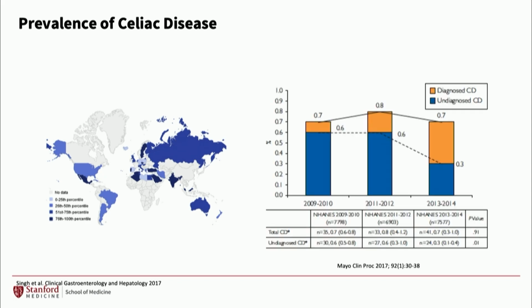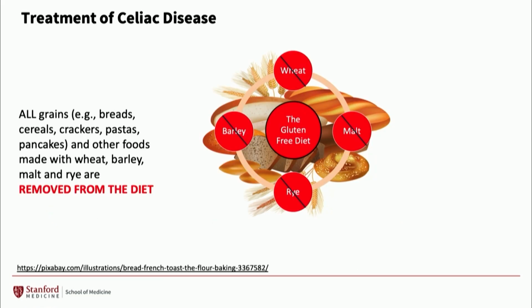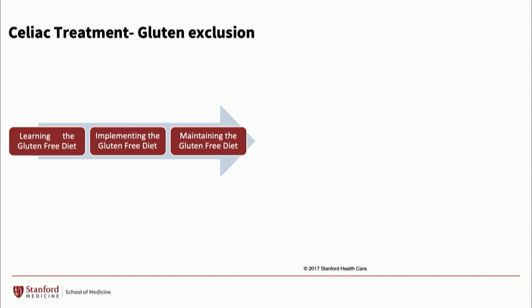And we've gotten better over the years at making the diagnosis. However, there's still a significant number of patients who remain undiagnosed. So there's always a push to try to be better at making the diagnosis. Obviously, the treatment is gluten exclusion, where we exclude products made from wheat, barley, and rye. And this requires that the patient learn the gluten-free diet in depth.